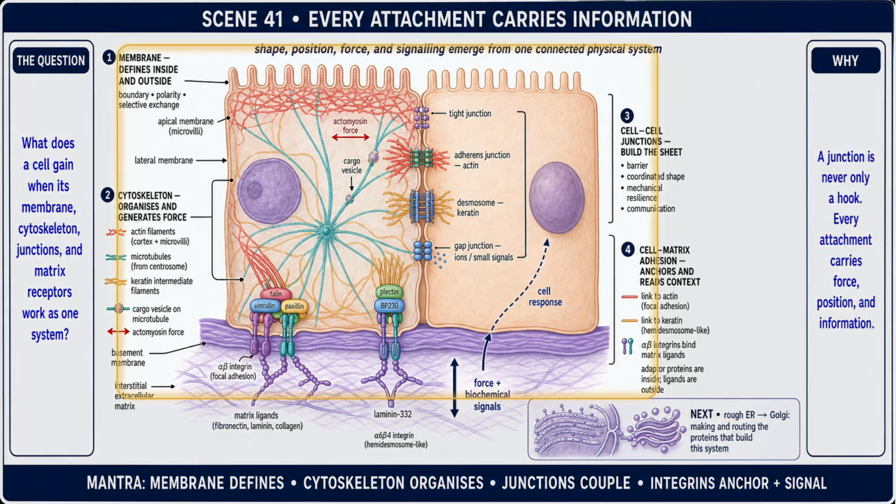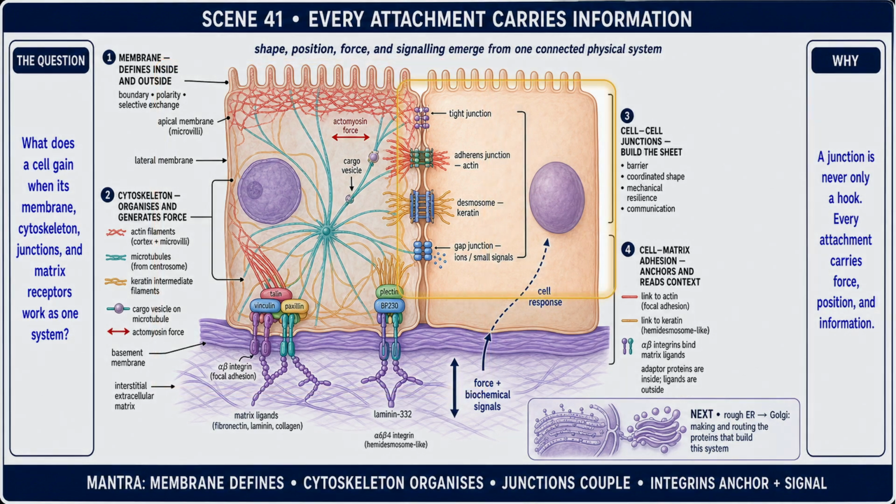Now, step back and place everything into one functioning tissue. The membrane defines inside and outside and creates apical, lateral, and basal regions with different jobs. Actin supports the cortex and microvilli and generates force. Microtubules position cargo. Keratin intermediate filaments spread mechanical stress. Different networks, one cooperating internal system.